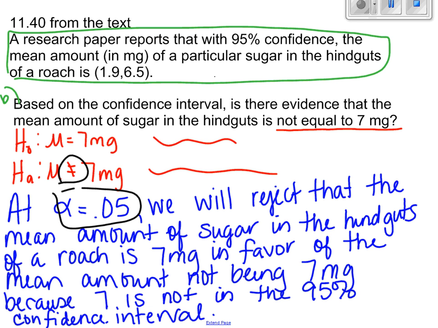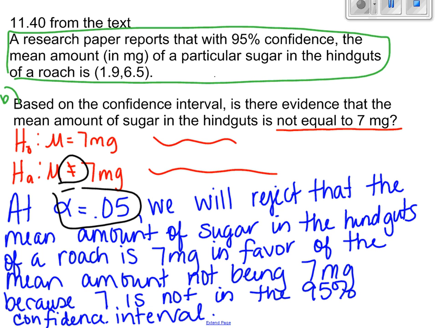Then I started out with, here's my alpha. I said I'm going to reject in favor of. Notice I put everything in context. I didn't even say null and alternate in my explanation. That's what you should get to with all of your tests. And then I gave a reason why. I said it's because 7 is not in the 95% confidence interval, therefore it's unrealistic.